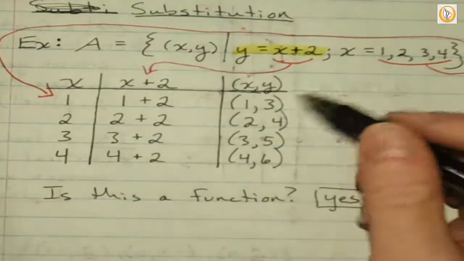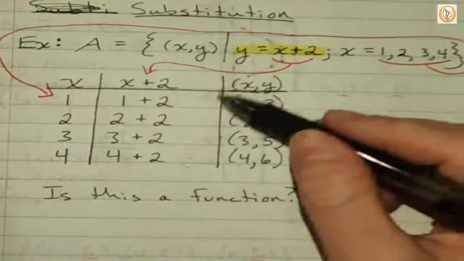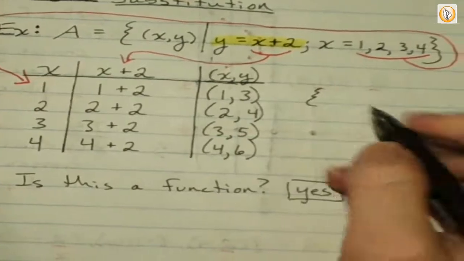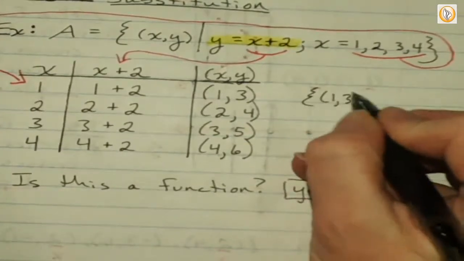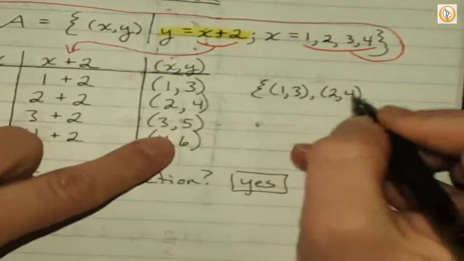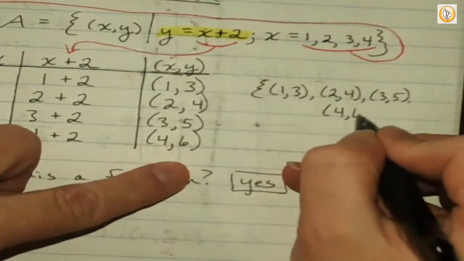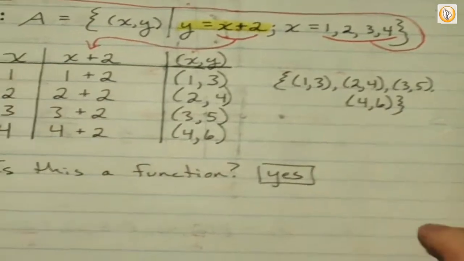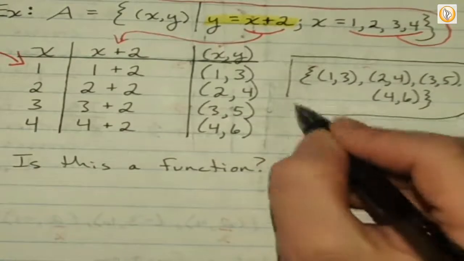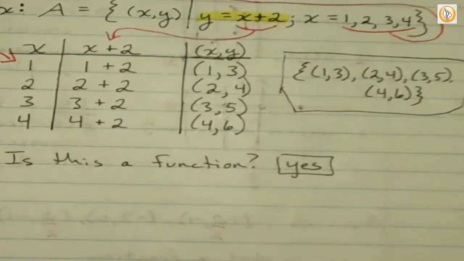So in this case, if all they wanted you to do was find the ordered pairs, you could just box this if you want, or you could list it. Little bracket, 1 and 3, 2 and 4, 3 and 5, 4 and 6 in the bracket. That could be your answer. Any questions?